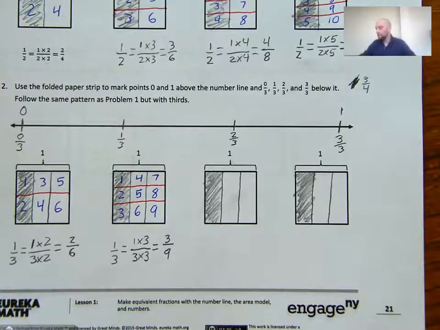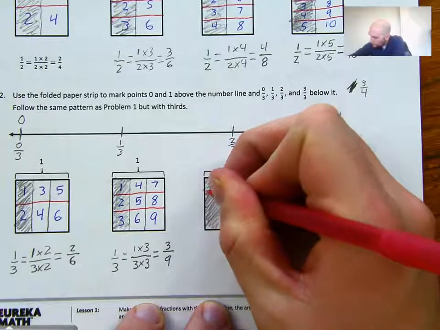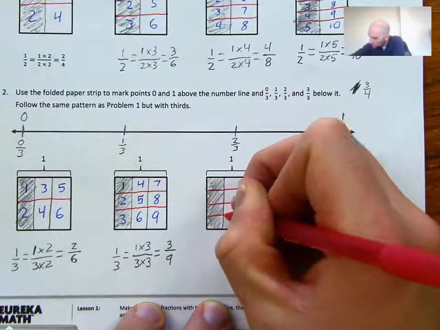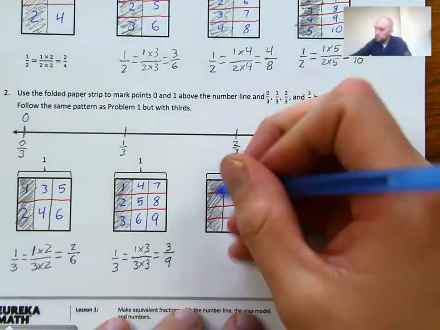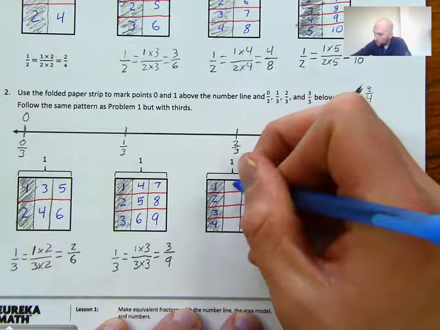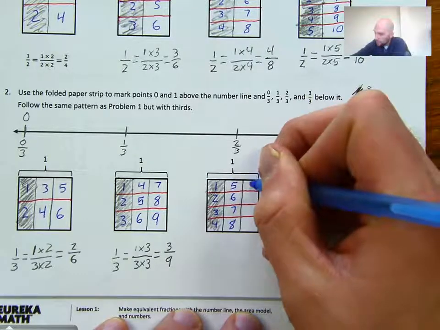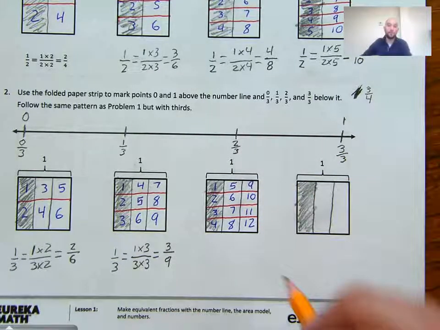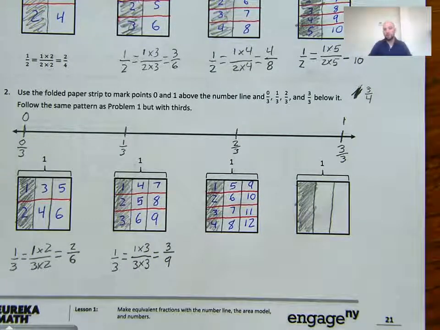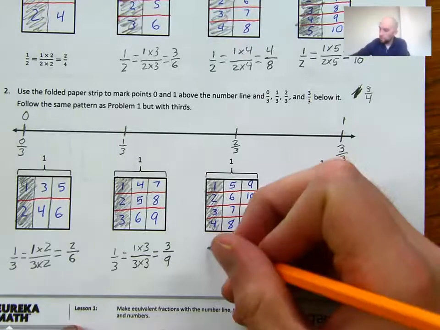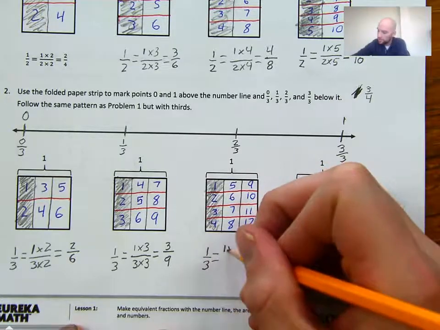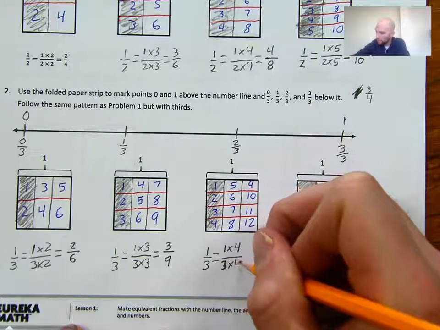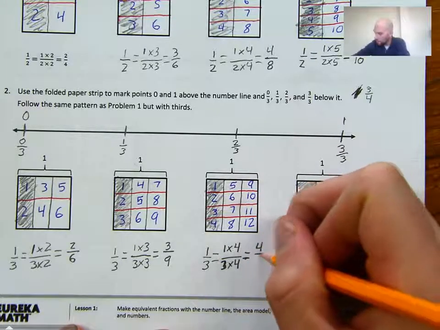Next, we have four sections vertically. 1, 2, 3, 4, 5, 6, 7, 8, 9, 10, 11, 12. We have 12 pieces altogether. 4 of them are shaded. The shaded portion is 4/12. 1/3 equals 1 times 4 over 3 times 4 equals 4/12.